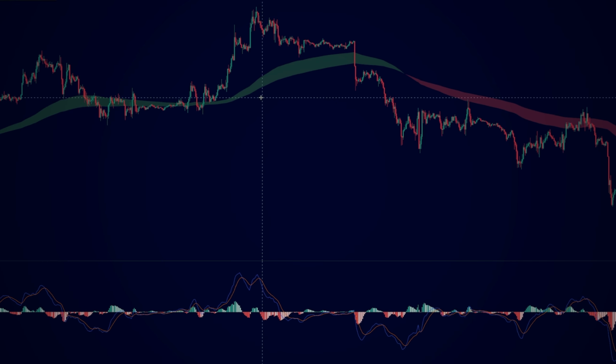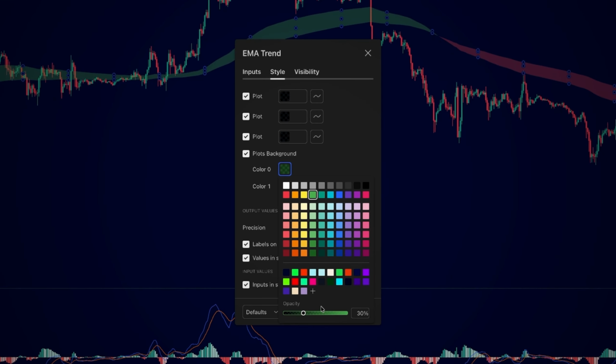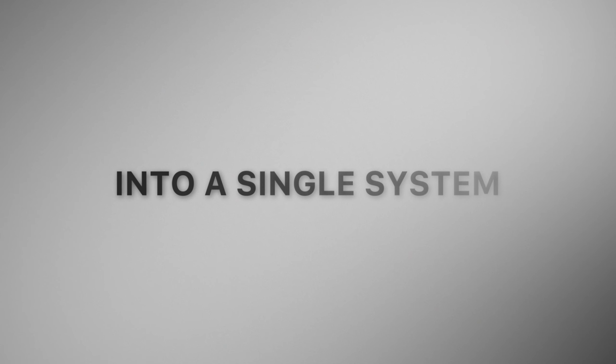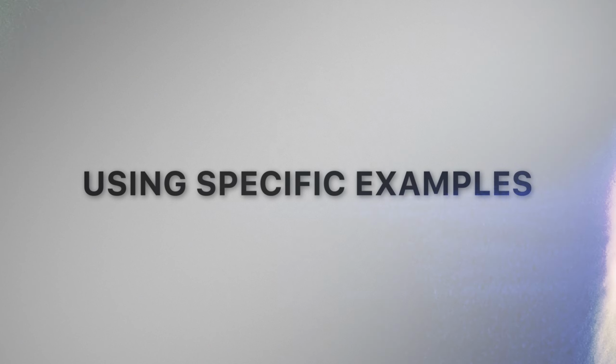Setting up the indicator is ridiculously simple. We leave all the default settings and only change the color scheme to something easy on the eyes. Now we have 2 indicators that work together like gears in a clock. Let's put everything together into a single system and walk through the steps using specific examples.